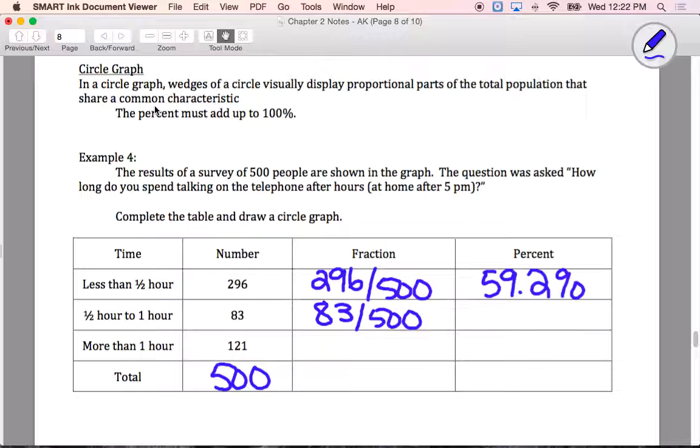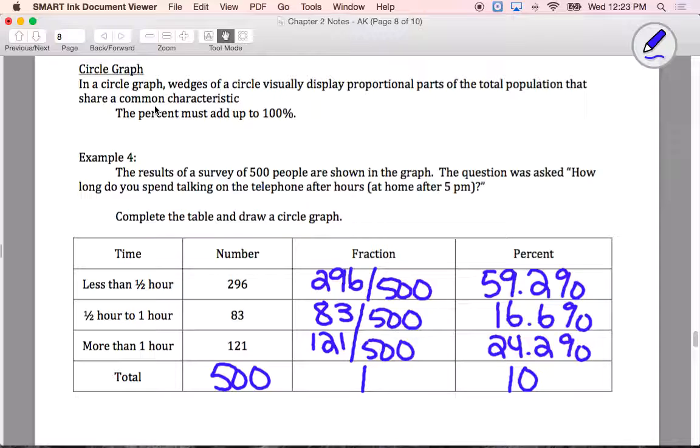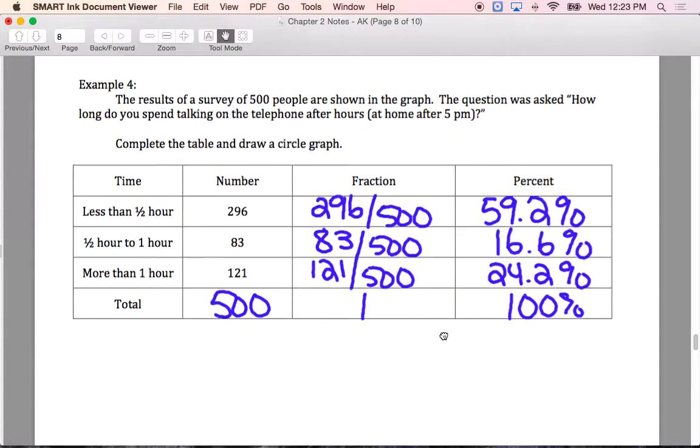I do 83 over 500. When I divide those, I've got 16.6%. I have 121 out of 500. So that gives me a 24.2%. Now, if you add all of these up and you add your fractions together, they should add up to 1. Your percent should add up to 100%. Again, fractions should all add up to 1. You can't have a fraction bigger than 1. And then your percent should add up to 100, not a number bigger than 100, but should be 100.